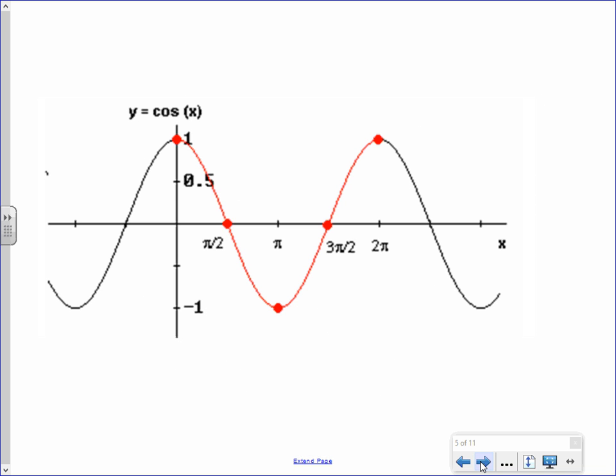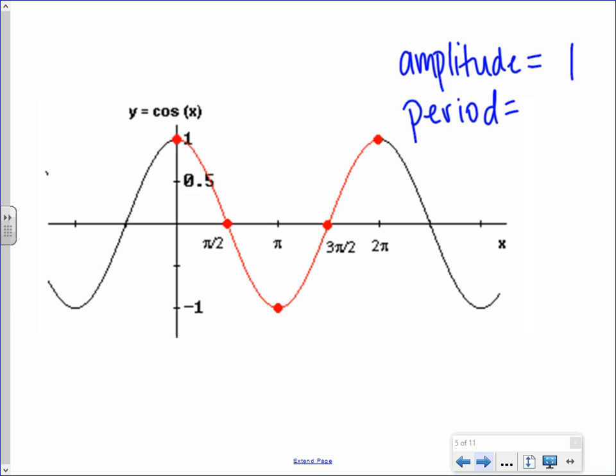Let's look at cosine. What's the amplitude of y equals cosine of x? Also 1. Okay, we stretch from -1 to 1. That's a total of 2. Okay. And then the period. 2 pi again. Okay. So the amplitude of our parent functions are both 1. And the periods of both of our parent functions, 2 pi.